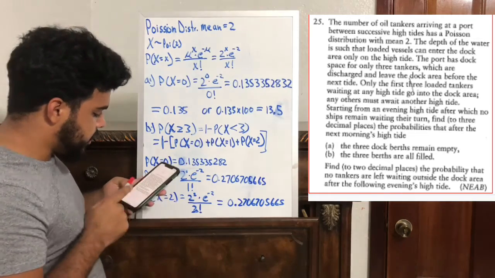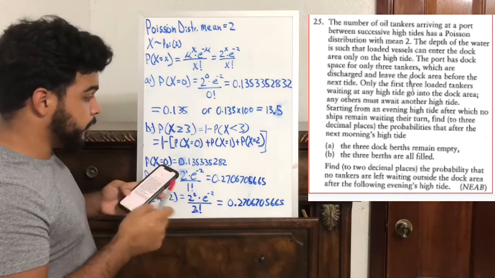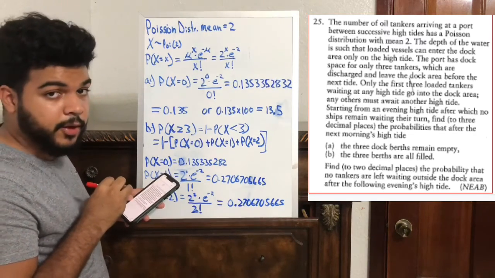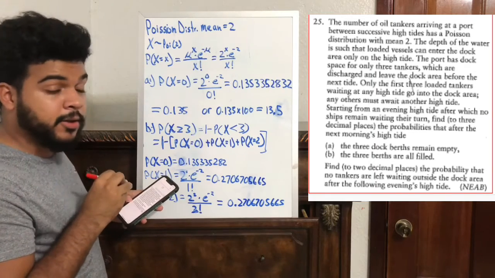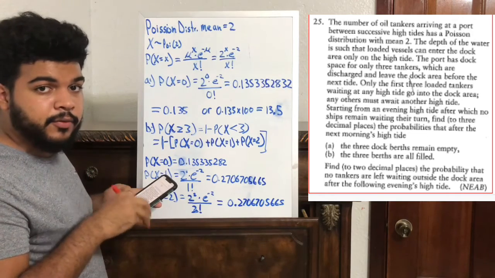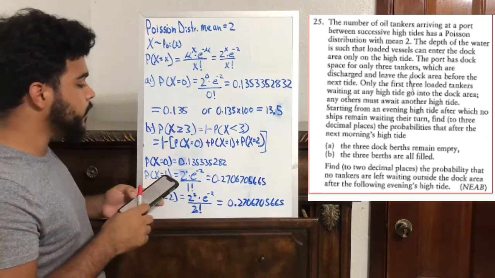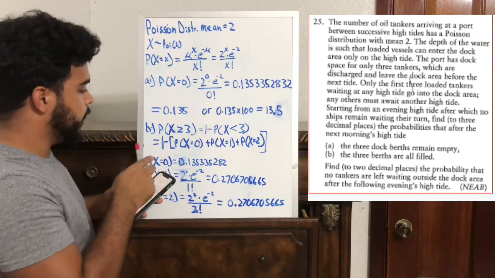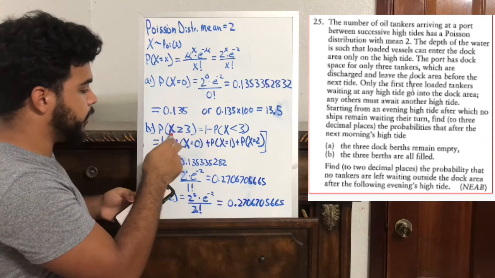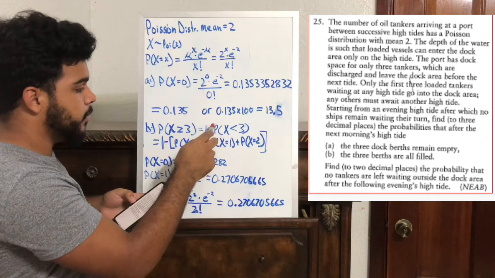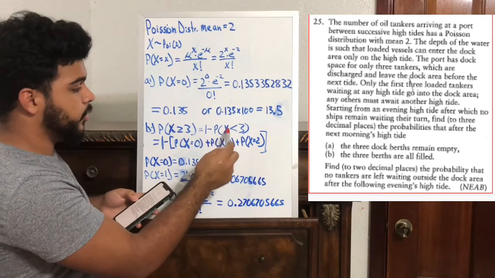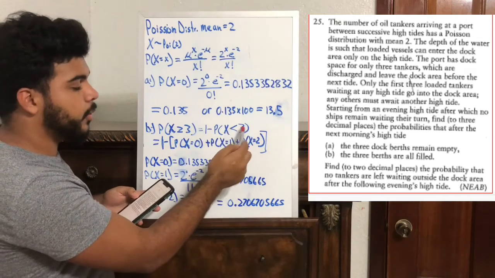So now for B, which states the 3 berths are all filled, right? So I will limit ourselves to 4 cases right now, but we are only talking about what's happening inside the dock at this moment. We're not talking about whether any are waiting outside or not. So this will be P of the random variable X greater than or equal to 3, which is equal to 1 minus P of the random variable X less than 3, right? So this will have just 0, 1, and 2, not 3 included.